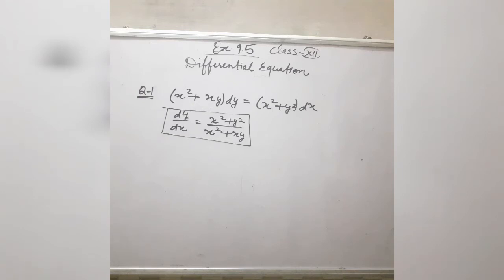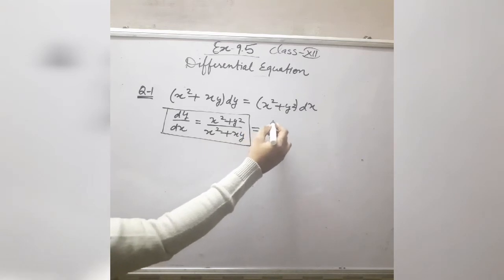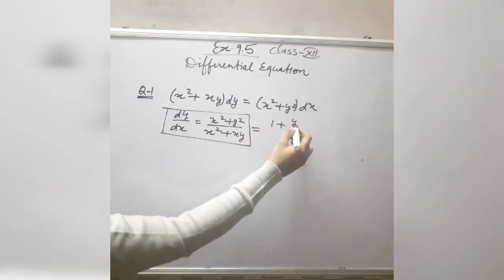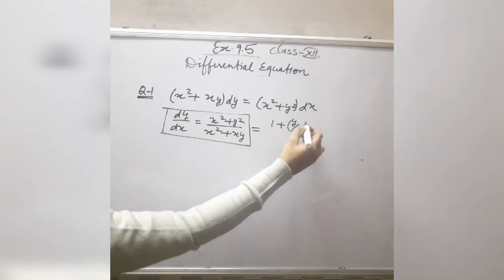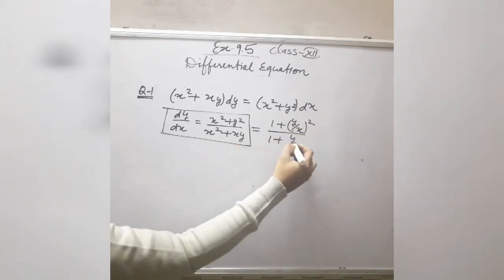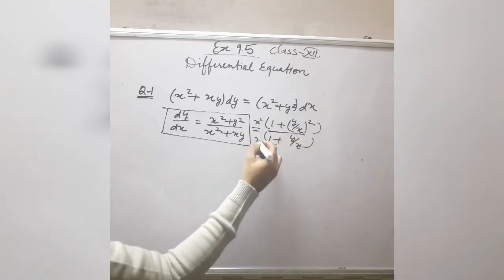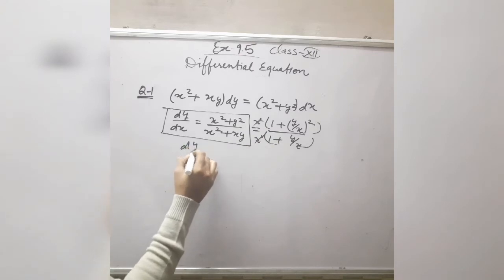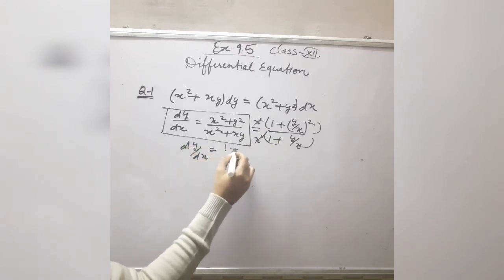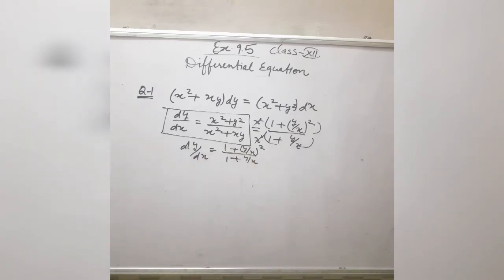Now see how you will simplify it. In this case you can take x square common. After taking x square common, it can be written as 1 plus (y by x) whole square divided by 1 plus y by x, since the x is cancelled with xy by x, and the common x square is cancelled. So you will get dy by dx equal to 1 plus (y by x) whole square divided by 1 plus y by x. Here you are getting terms in the form of y by x.